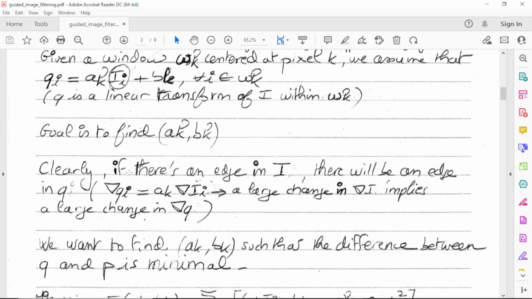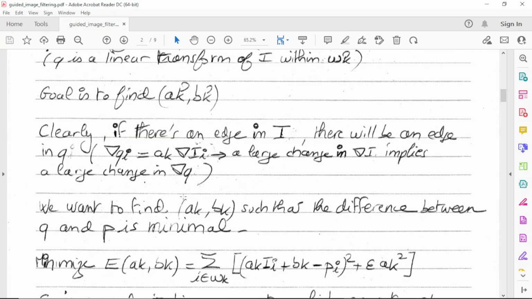If there is an edge in I, there will be an edge in Q, obviously. Because if you take the gradient, if you have a large change in I, you're going to have a large change in Q as well. That means it's edge aware. So it's not going to smooth across boundaries, across edges where there's a change of color.